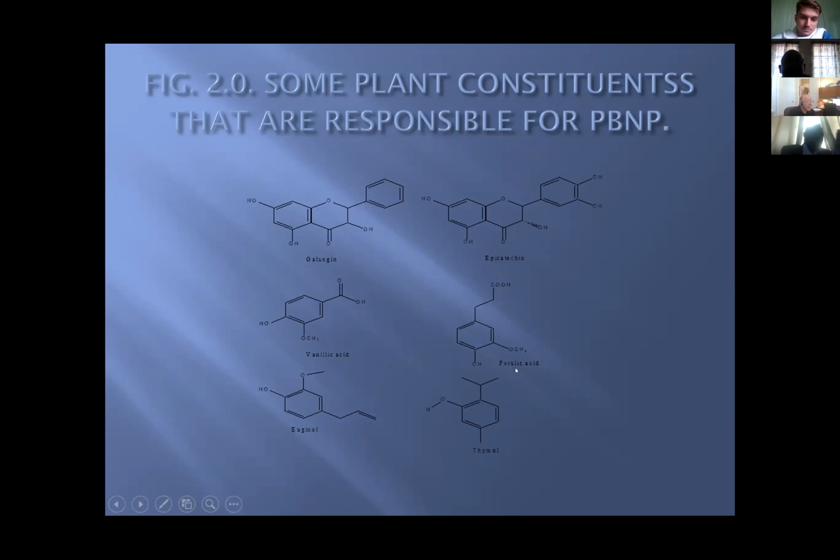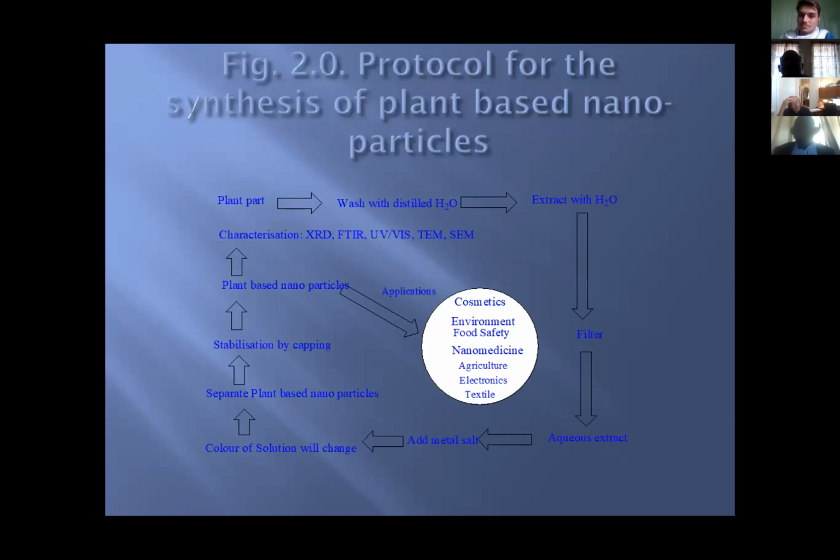We have ferulic acid, eugenol, thymol. So they are more phenolic in nature or ketonic. They act as antioxidants in the plant, so they can promote the synthesis of metal nanoparticles. And this scheme shows a protocol for the synthesis of plant-based nanoparticles.